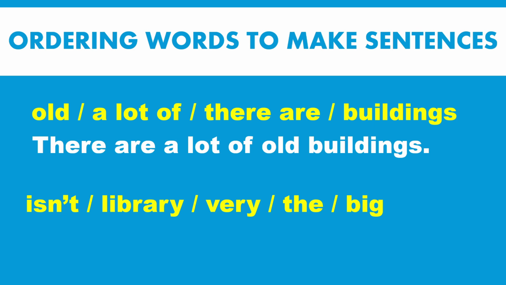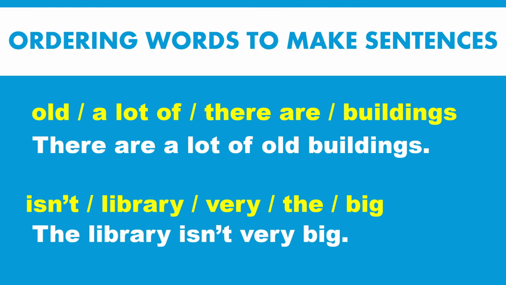Now, the remaining words are isn't, library, the. Hence, the correct answer should be the library isn't very big. You will have more exercise about this on Google Form later so that it will be easier for you to digest more on the use of adjective as well as adverbs of degree.